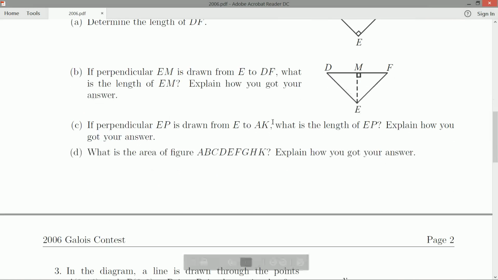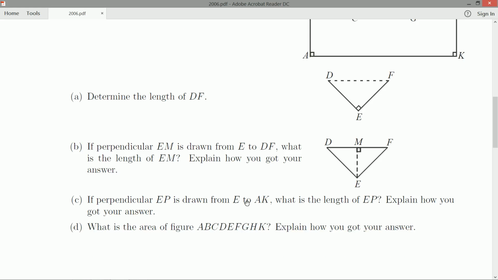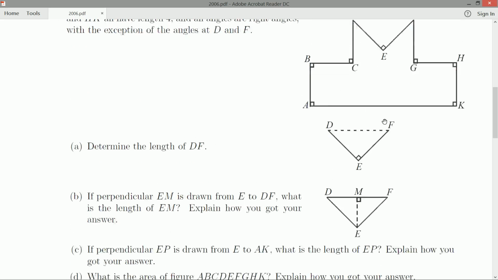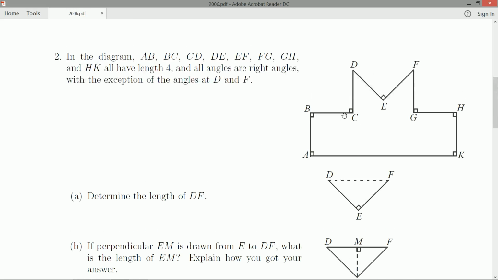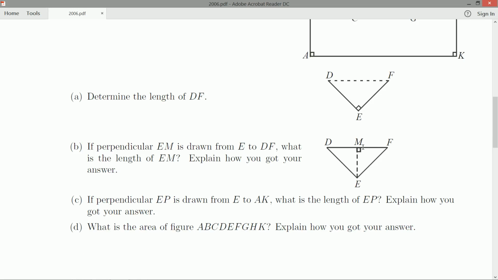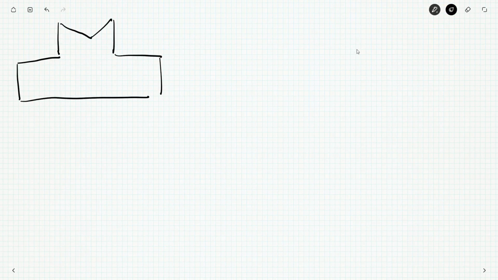And let's jump into C part now. If perpendicular EP is drawn from E to AK, what is the length of EP? Explain how you got your answer. Okay, this shouldn't be too difficult. We'll switch off of purple for a moment and redraw our figure. What I'm going to do is recognize length EP as a difference in 2 lengths, one of which I just learned in the last part.